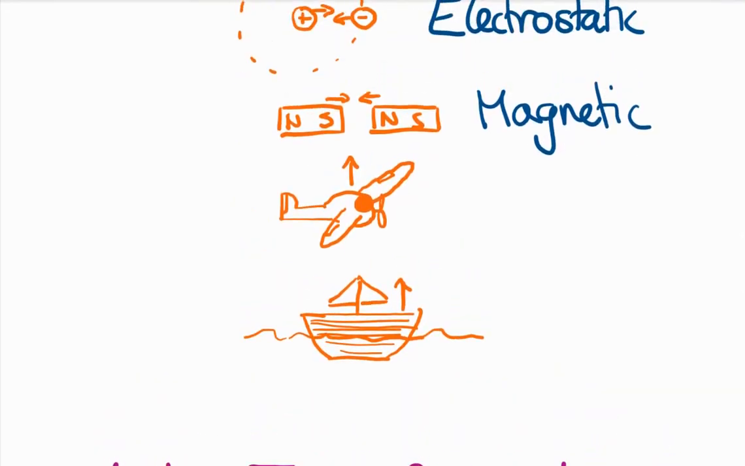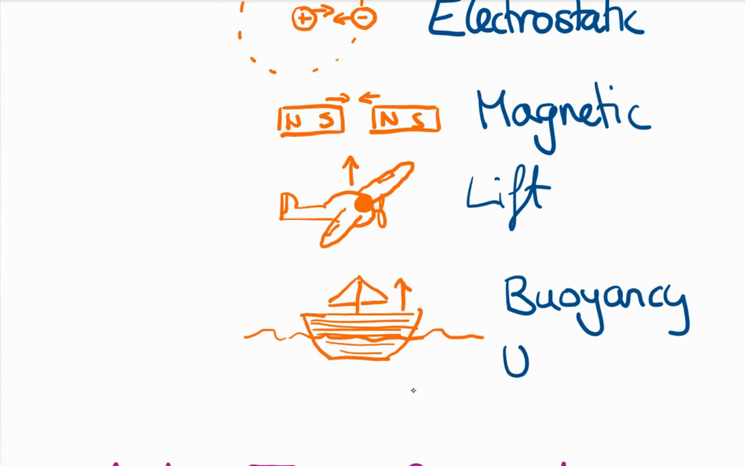Two forces commonly confused here. If I have a plane, it doesn't fall down to the ground. When it's flying through the air, it is kept aloft by a force called lift, which is caused by the air moving over the wings of the plane and pulling it upwards. A boat doesn't sink because of another upwards force, but that upwards force, we don't really call that lift. It has two names. I'm going to call it first buoyancy, but you can also call it upthrust.